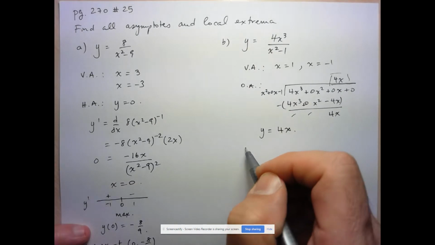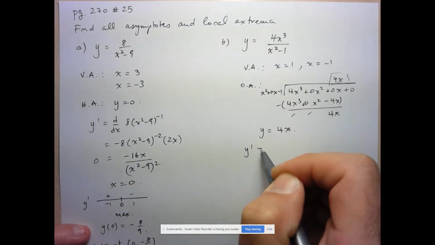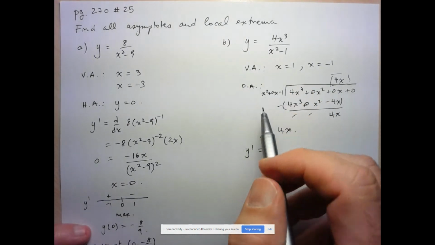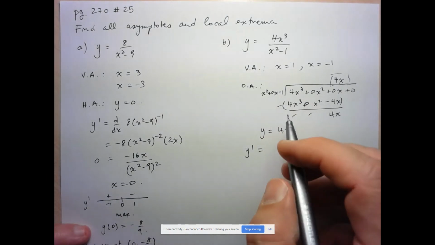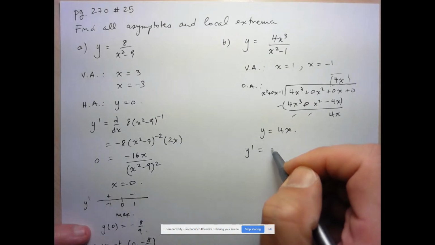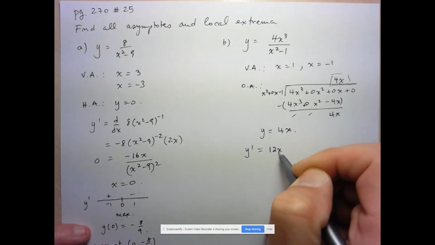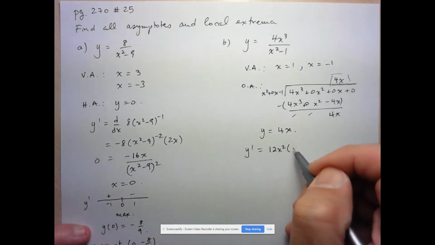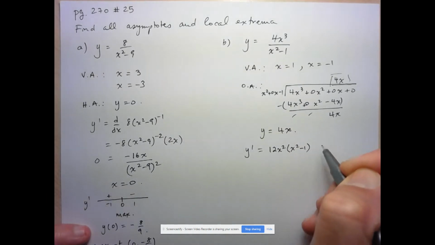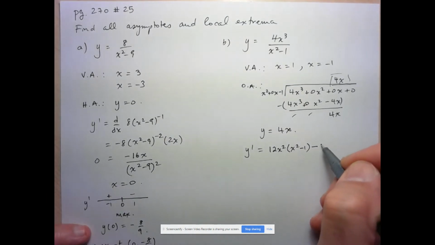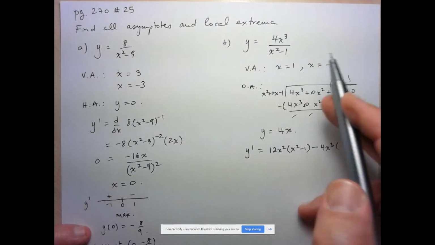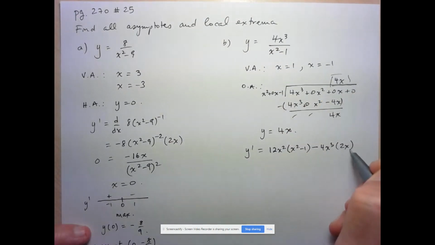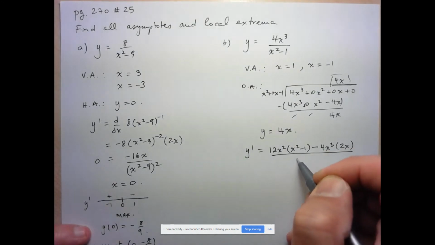So again, I'm going to start by finding the derivative. And here, of course, I'm going to have to use the quotient rule. Okay, so it's the derivative of the numerator. So 4 times x cubed, derivative is going to be 3 times 4, 12x squared, times the denominator function, x squared minus 1, okay, minus the numerator function, 4x cubed, times the derivative of the denominator function, which is just 2x, and all over the denominator squared.